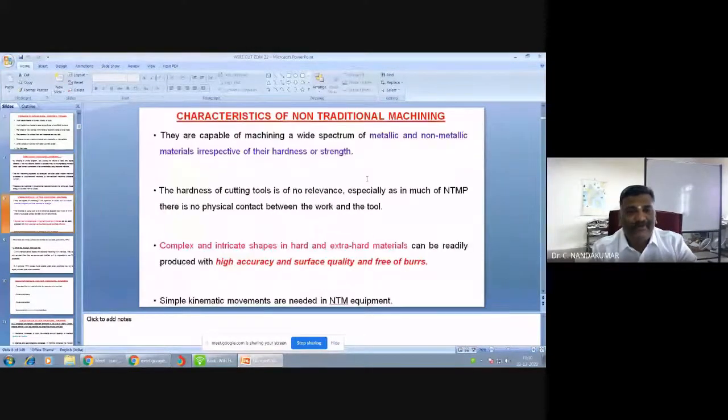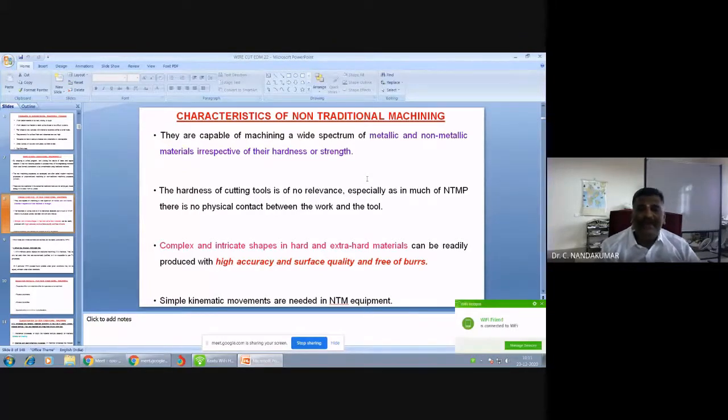This is an example. Non-traditional machining has various characteristics: it is capable of machining metallic and non-metallic materials irrespective of their hardness or strength. With the help of non-traditional machining, complex and intricate shapes in hard and extra hard materials can be produced rapidly, with high accuracy and surface quality, and free of burrs.